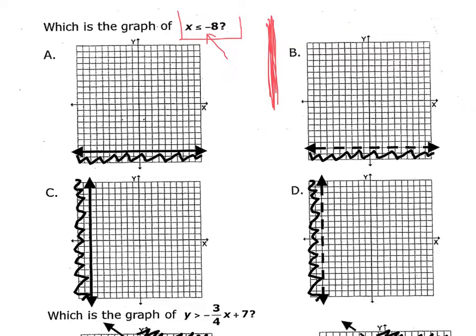We know that it's less than, so we should shade it to the left. What's the only one that fits that? It looks like C. You have that at negative 8, a solid vertical line, and it's shaded less than. So C would be our correct graph for this situation.